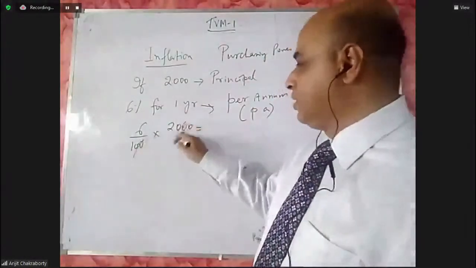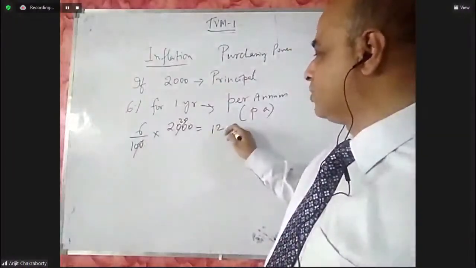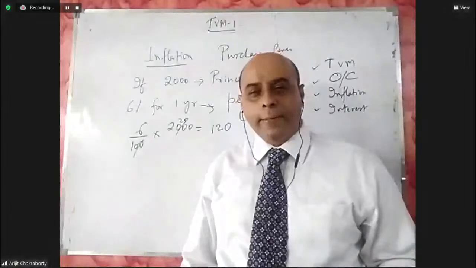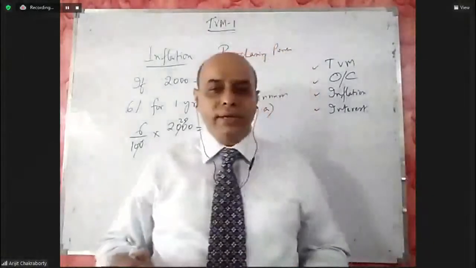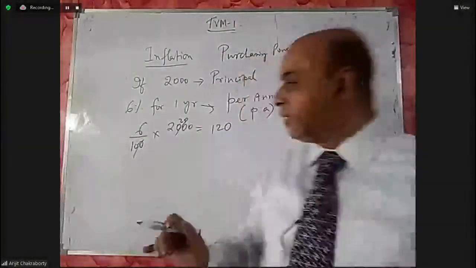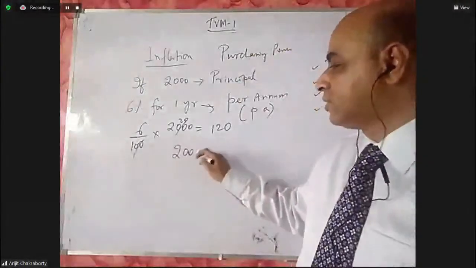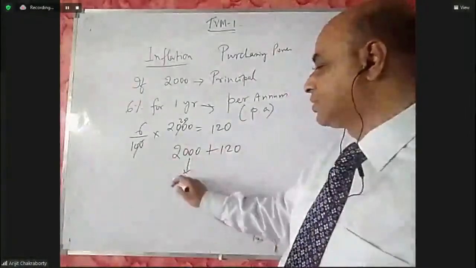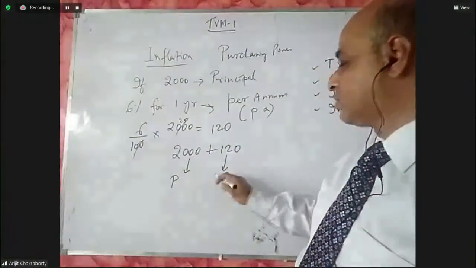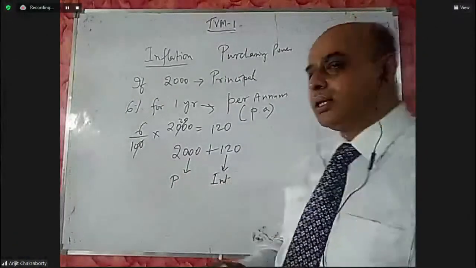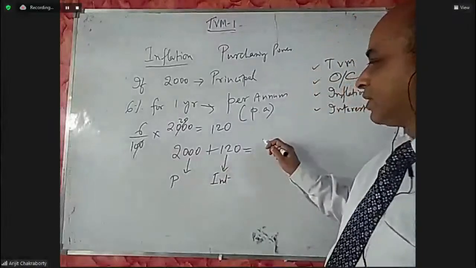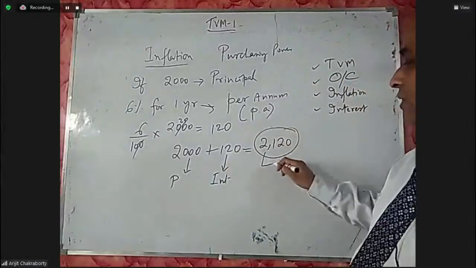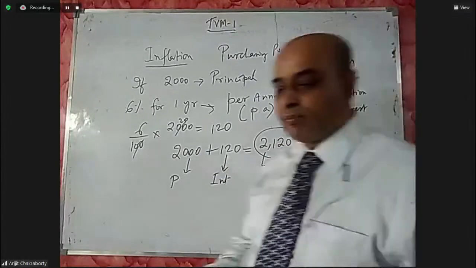So that gives me 120 rupees. So this is the interest for which I'm earning. So at the end of 1 year, how much money do I have now? I will be having 2,000 plus 120. This 2,000 is the principal and this 120 is the interest. Together, it becomes 2,120, and this is known as the accumulated amount.